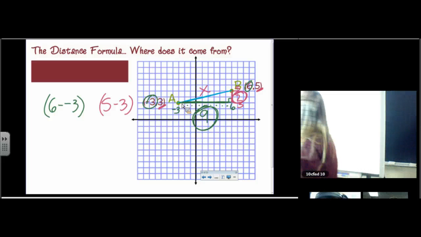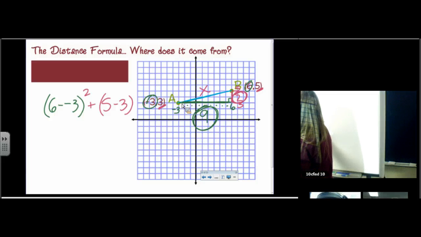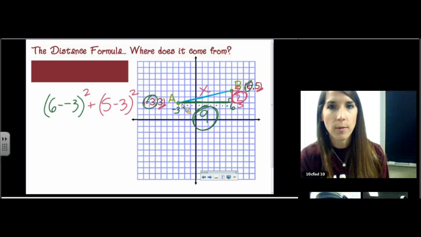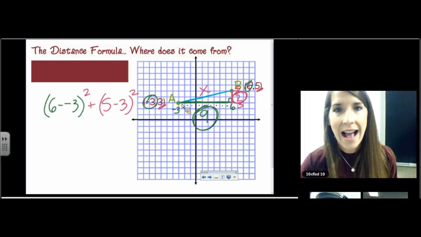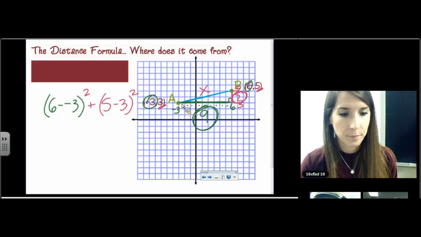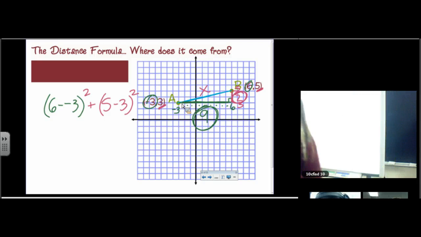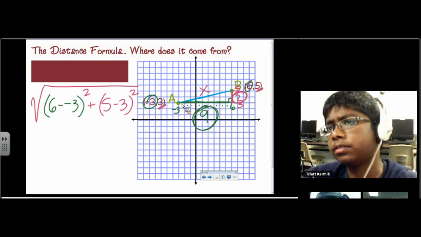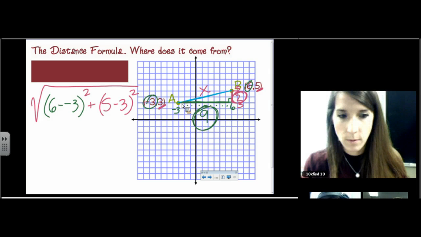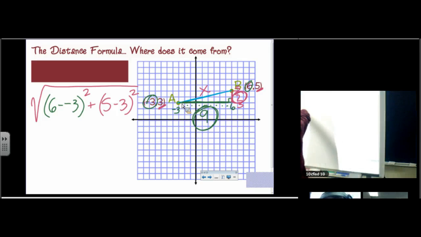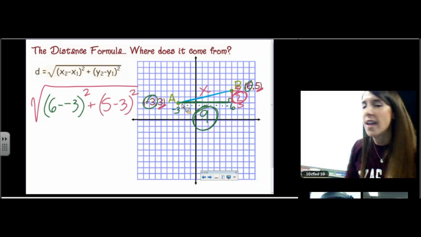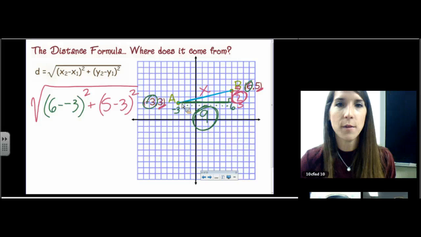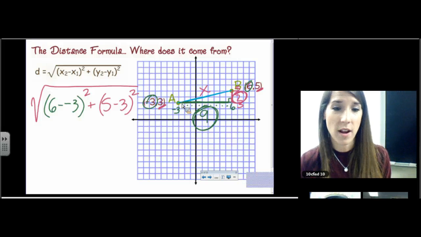Now, how would we find that side if we did Pythagorean theorem? Well, we would say a squared plus b squared equals c squared, right? And what's always the last step of Pythagorean theorem? Always. What is always the last step? Square root. So then you would square root. And there it is. That is the distance formula for you right there. That is the distance formula. Woo! And we just derived it ourselves with Pythagorean theorem in the coordinate plane.